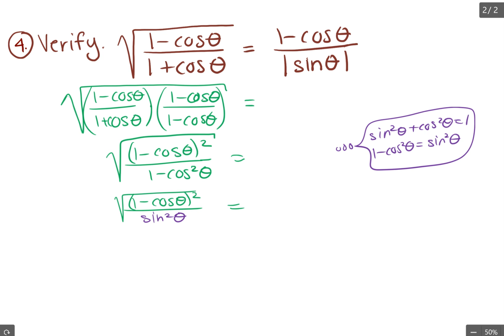Perfect. Well, now I have a numerator that's a perfect square and a denominator that's a perfect square. So I can do happy cancel. The square root cancels this square and that square. When I do square root, I must put my absolute value. So now I have the absolute value of 1 minus cosine theta in my numerator over the absolute value of sine theta in my denominator.